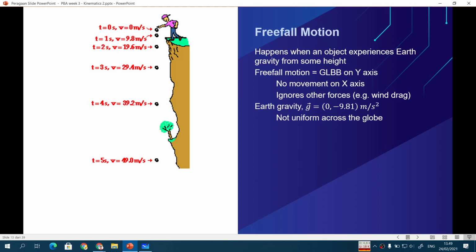For the Earth gravity, we call it G. It is usually 0 on the x-axis and negative 9.81 on the y-axis. Let's assume that the y-axis points upwards for the positive value. So G points downward, towards the center of the Earth, and the unit is meters per second square. Although this value is not really uniform across the globe, we can safely assume that gravity is roughly negative 9.8.